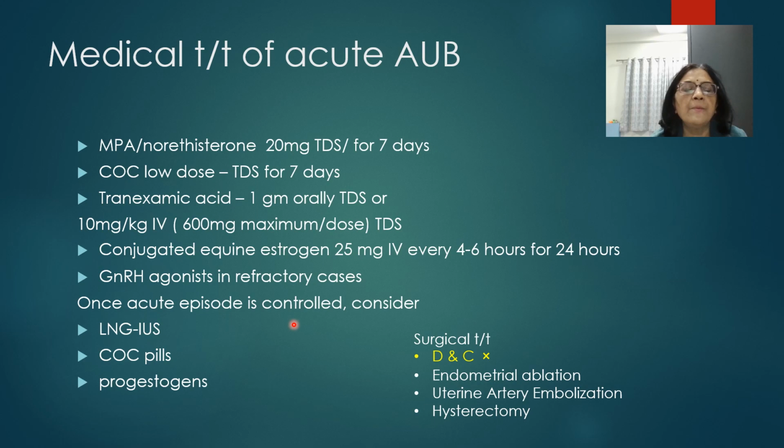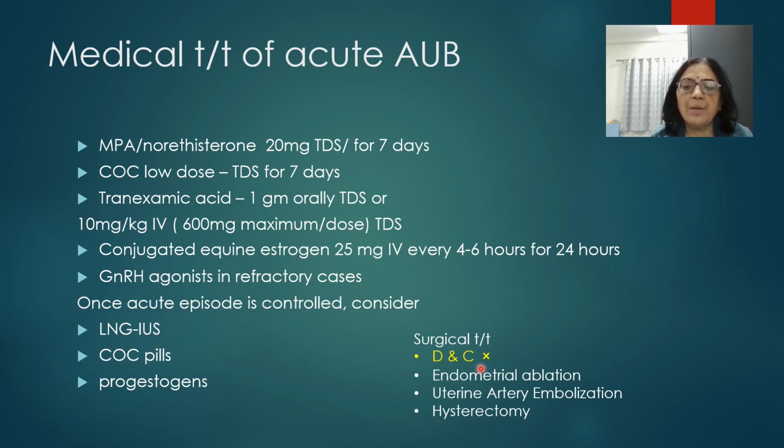Tranexamic acid is there, and we have better hormonal treatment, and fewer patients are subjected to dilatation and curettage. Whenever she comes with profuse bleeding since the last 3-4 days, whatever the endometrium was has usually already shed, and then we sometimes miss a diagnosis of endometrial hyperplasia or malignancy because of that. That is why it is not the correct time to do the endometrial sampling.